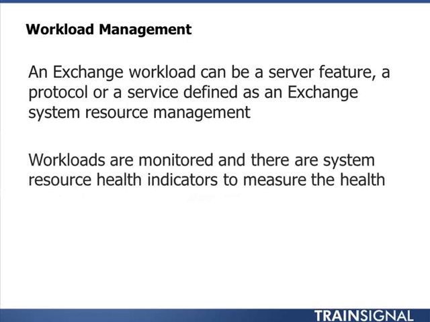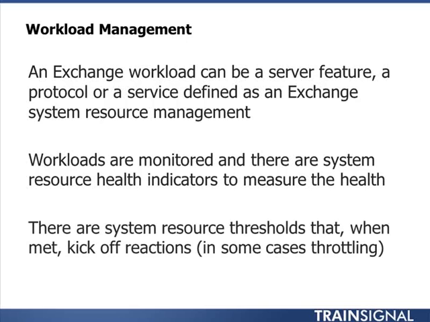And so workloads are monitored, and there are system resource health indicators to measure the health of those workloads. And then there are system resource thresholds that, when met, kick off reactions, as we mentioned in some cases throttling. So these workloads can be throttled based on the health of the specific resource, and there are default settings in terms of knowing when a system resource reaches this unhealthy level. The classifications are already set and it's already locked in. It's a default setting.